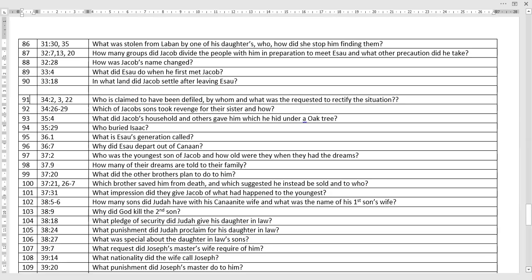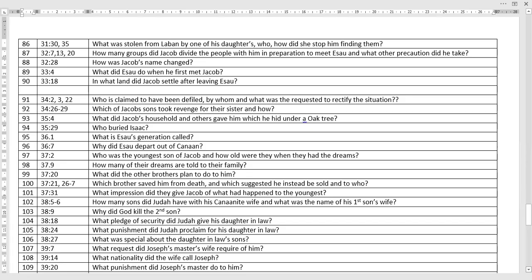Which of Jacob's sons took revenge on the sister, and how? Again, you read chapter 34, verses 26 to 29. I'll just read it for you. Simeon and Levi, you see that in verse 25 actually. Right, yes, okay, 25 is where your answer is, 25 to 29.